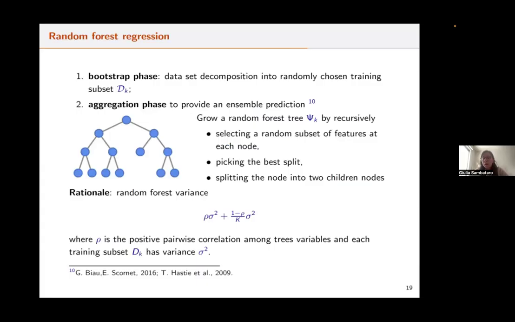This is why maybe in the literature you encountered the name bagging, because it's an ensemble of the two. It's basically given by a dataset decomposition into randomly chosen training subsets, and then there is the aggregation phase to provide the ensemble prediction. The rationale behind this technique is that we would like the random forest variance to be very small, and this variance, because we want to do predictions, scales with this quantity, where rho is the pairwise correlation among trees, and sigma is the variance of each tree. So what random forest wants to do is lower rho without increasing the variance sigma too much.